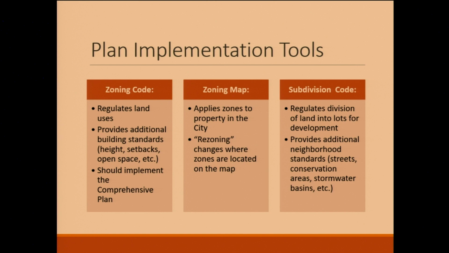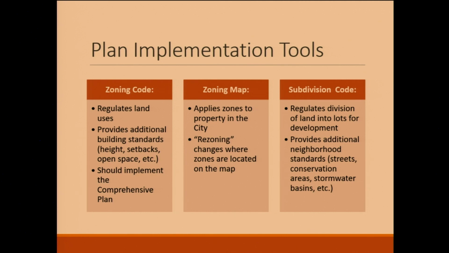The zoning code regulates land uses. It requires additional standards related to height, setback, and open space. The zoning map applies specific zones to property within the city, and rezonings are where changes to that map are made. And then the subdivision code regulates the division of land into lots for development.